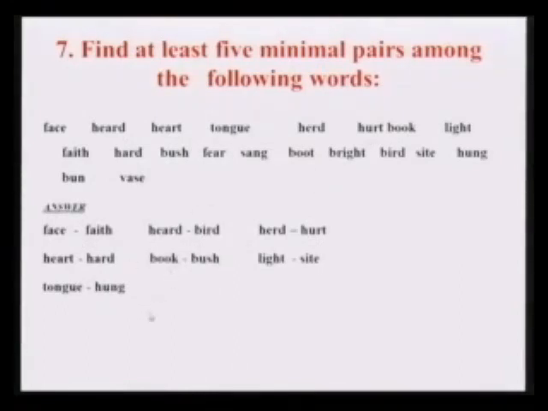Okay, so let's look at the answer. Face, faith, heart, hard, tongue, hung, heard, bird, book, bush, heard, hurt, light, sight. شوف بقى light, sight دول مكتوبين ازاي؟ They sound the same ولا لا؟ with one exception، ان ده بتبتدي بال ودي بتبتدي باس، انما السبيلنج مختلف تماما. خد بالك دي بتتنطق فاز مش فيز، عشان كده ما دخلتش في المينيمال بيرز بتاعتنا.